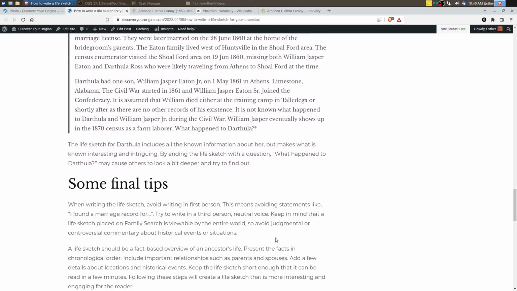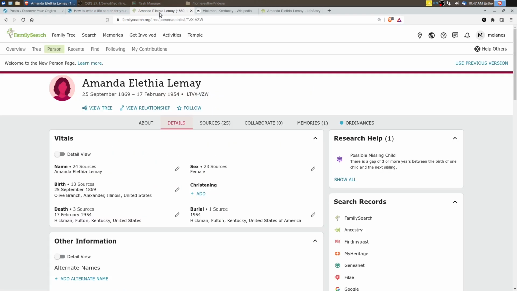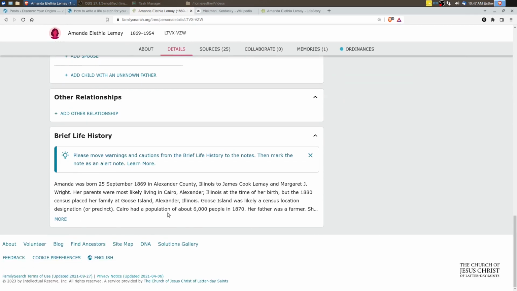Some final tips. Avoid writing in the first person, avoid statements like, I found a marriage record for. Try to write in the third person with a neutral voice. And you can paste your life sketch in FamilySearch still. On their new person page, they're moving the life sketch to the bottom of the page. And so the one that I wrote that's a little more interesting is still included here for people. Unfortunately, now it's at the bottom of the page, which makes it harder for people to see. But despite that, I still think it's worth the effort to do so.